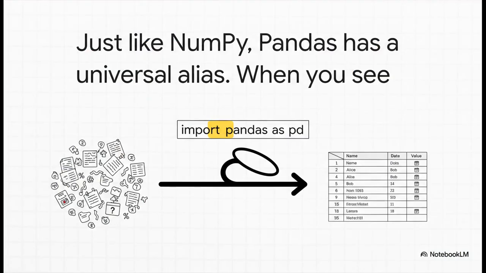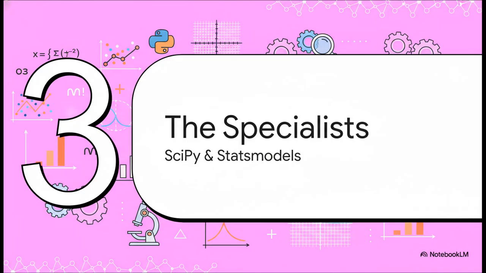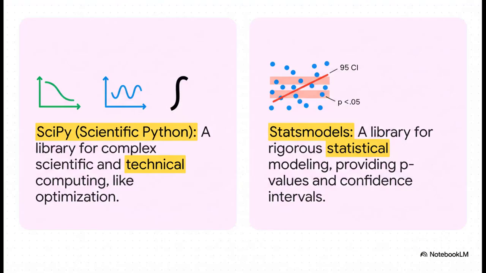And just like np for NumPy, this is the gold standard. Whenever you're about to wrangle some data into shape, your first line of code will almost always be importing pandas as pd. Okay, so we've got our number crunching engine and our data wrangling toolkit. Now let's add a couple of specialists to our toolbox, the kind of tools you pull out for more advanced scientific and statistical jobs. Now, these two serve really different purposes.